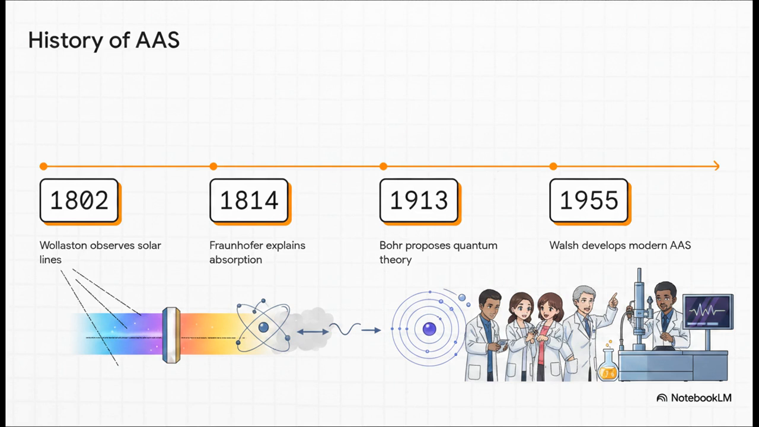Fast forward a few decades, and Niels Bohr totally revolutionizes atomic theory with quantum mechanics, proving atoms only absorb energy in discrete, quantized amounts. But it wasn't until 1955 that Sir Alan Walsh had the ultimate light bulb moment. He realized we could use this exact quantum principle to precisely measure trace metals in a commercial laboratory.